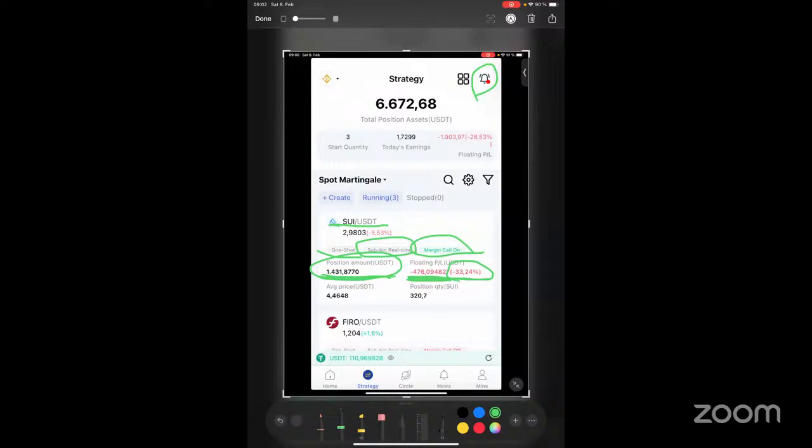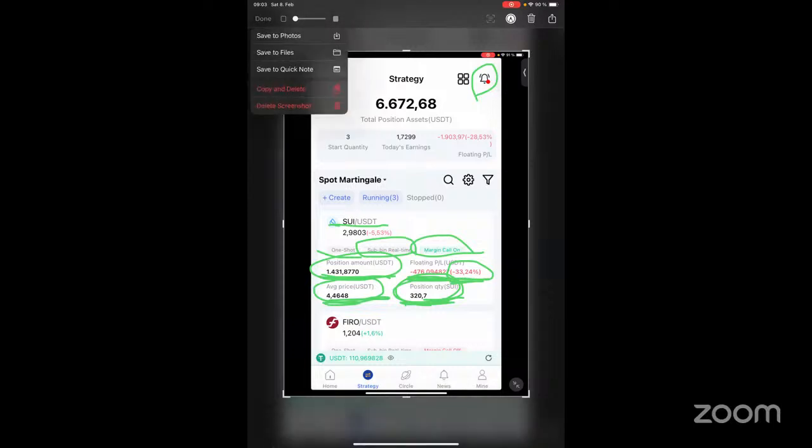Negative 33 is the percentage of floating loss based on my average price. Then this is the average price I bought at, as the robot bought, not me. Then the quantity of SUI. This quantity must match with what you have in your exchange. If it doesn't match, then when the robot sells, they'll tell you abnormal operation or abnormal order.